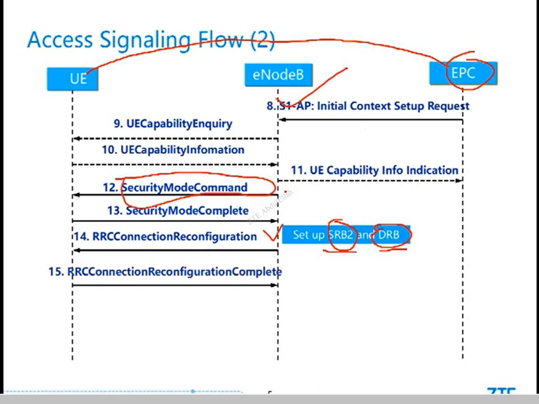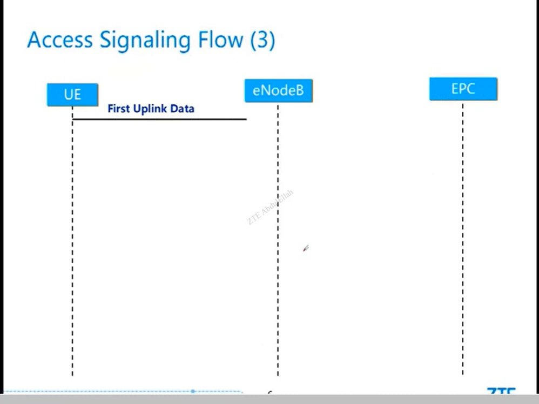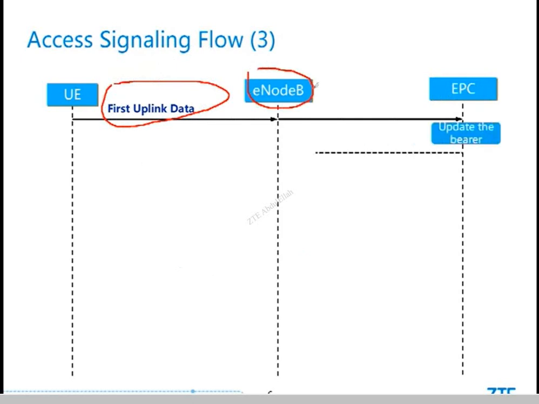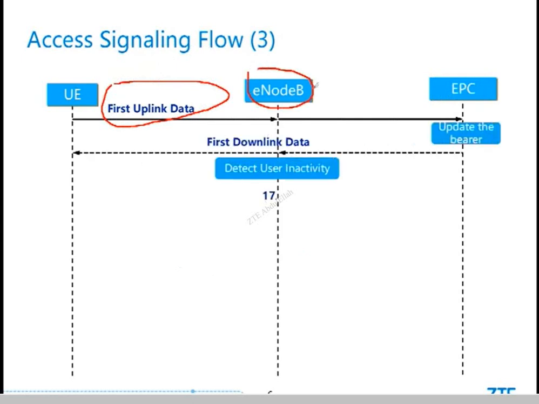Then after the RRC connection reconfiguration complete, we can start to transmit the data between the UE and the EPC. And here is the first uplink data, and the eNodeB just transmits the data to the EPC and gets the response. And this is data transmission.